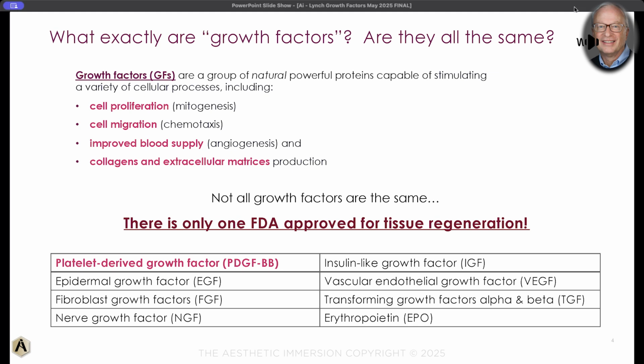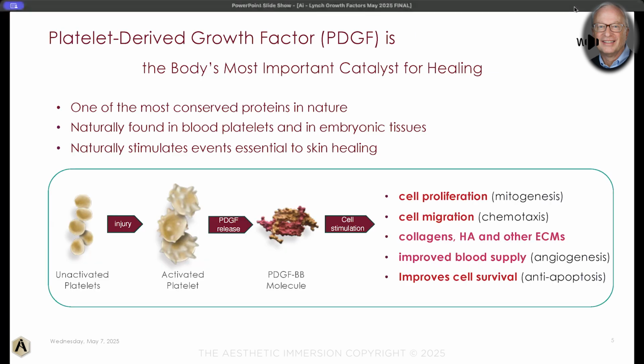Next slide. Okay. And why is that? It's because, again, PDGF is our body's most important catalyst for healing. It's the most powerful growth factor to stimulate healing that we have in our body. It is one of the most conserved proteins in all of nature. And what does that statement mean?